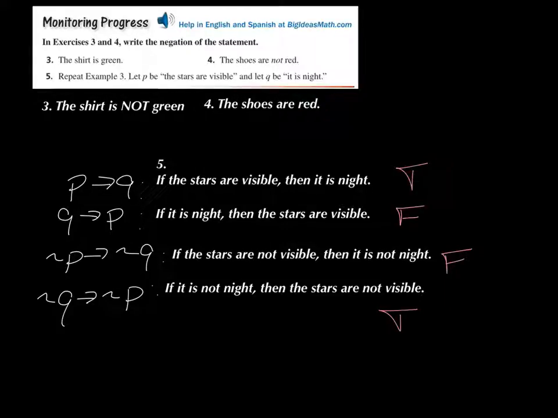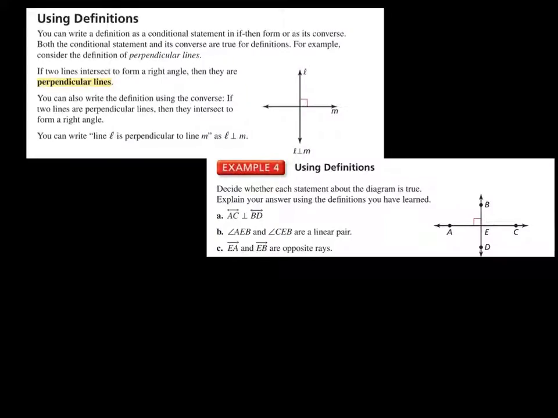Most of your conditional statements in your homework won't really have that kind of wiggle room and argue room, because they're going to be using some math statements that we all know. So now in this example, we're going to turn some things that we know, like a definition, into an if-then statement, into a conditional statement. If we look at this, we have: if two lines intersect to form a right angle, then they are perpendicular lines. So that's already a conditional statement.